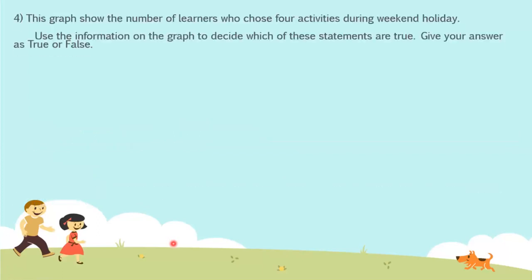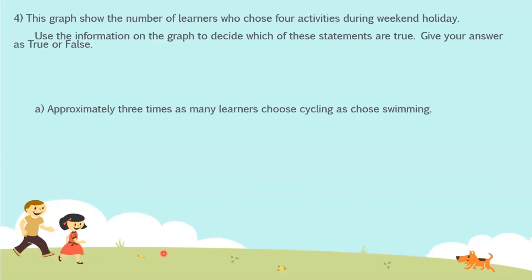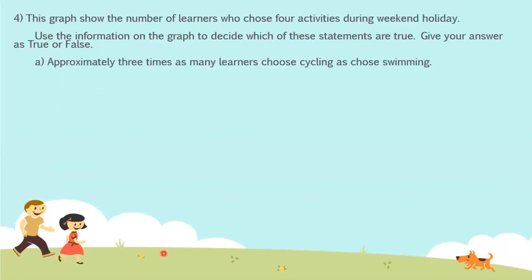This graph shows the number of learners who chose 4 activities during the weekend holiday. Use the information on the graph to decide whether these statements are true. Give your answer as true or false. Okay. Approximately 3 times as many learners chose cycling as chose swimming.